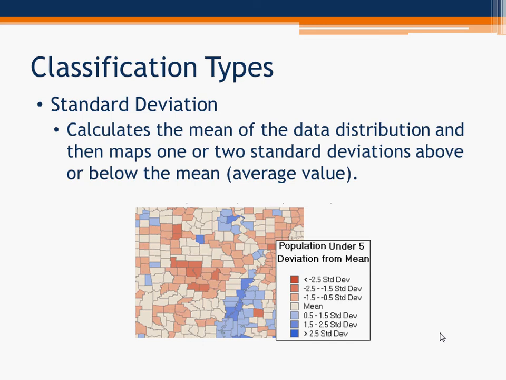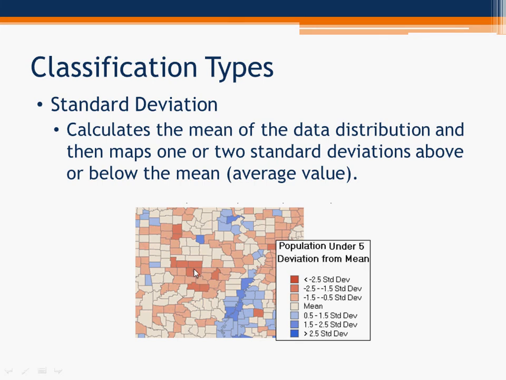One of the other classification types that you're going to see is standard deviation. You may or may not use this. With standard deviation, you're looking at how your data varies around a mean or an average of your total data set. So we're not actually showing the actual values of the data on this particular map. We're showing how much each of the polygons varies from the mean. For example, the population under the age of 5 for each of these light colored polygons is right around the average or the mean for the entire data set. And that's really key to remember with standard deviation.